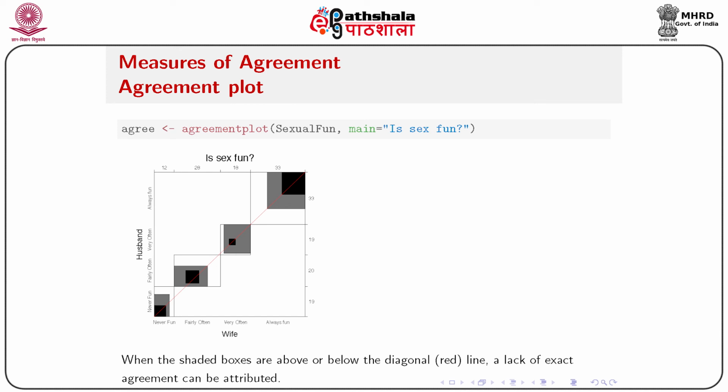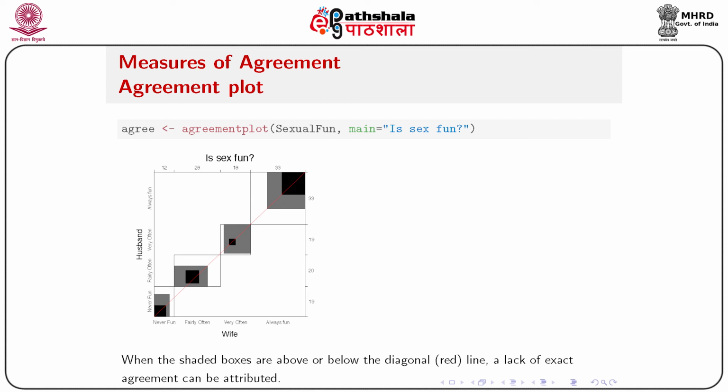And one can also display it by a plot that is called an agreement plot. Within agreementplot you can pass the sexual fun data and main equals to Sex Fun. Then you will see the display here. The x axis would be the wife and the y axis considered as the husband, and the 4 different choices are never fun, fairly often, very often, and always fun for the husband.